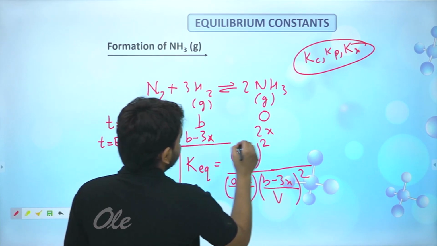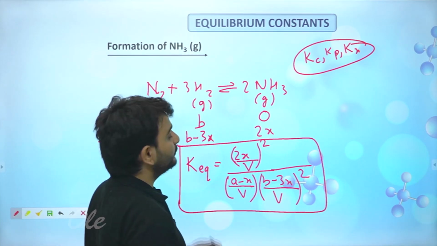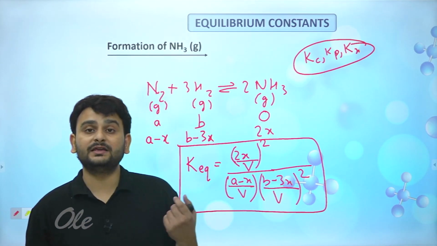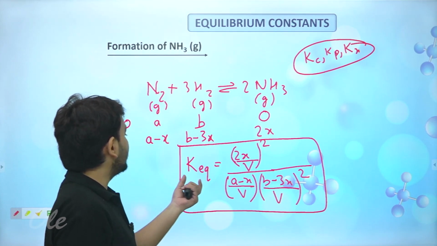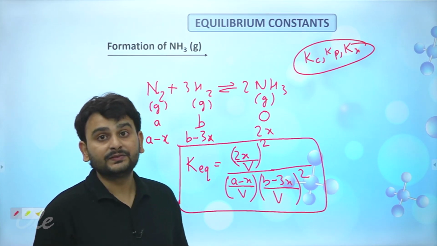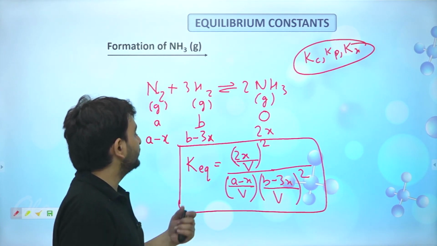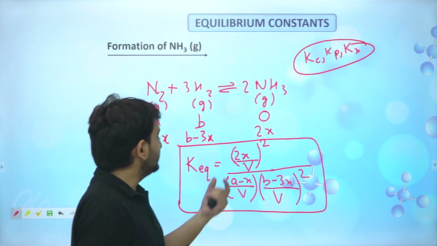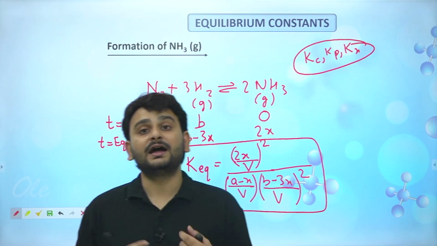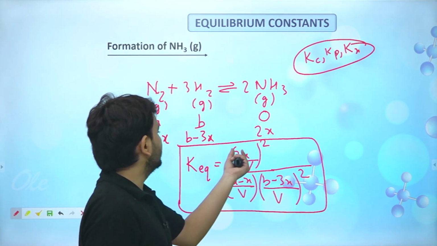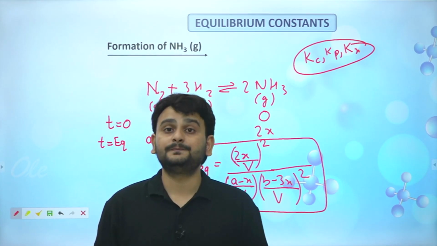So questions can come to find the equilibrium constants, where you will be given certain equations, perhaps the moles and the volume at equilibrium, and you'll have to calculate K equilibrium, guys. Or perhaps you might be given K equilibrium and the volume at equilibrium. You'll have to calculate the number of moles of each of the products and the reactants at equilibrium, that is 2x, B minus 3x, and A minus x, whatever the value that is.